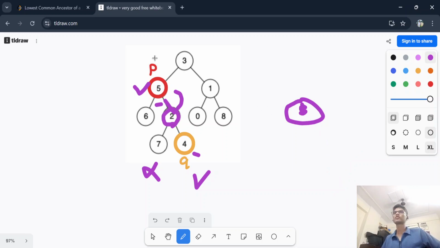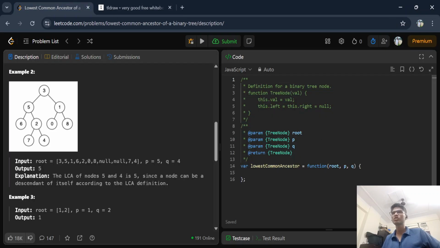So let's write the solution for this. I'll write a recursive solution. I'm creating a function traverse, using the inner function technique. The function traverse will take current inside it, and I will call this function with root.